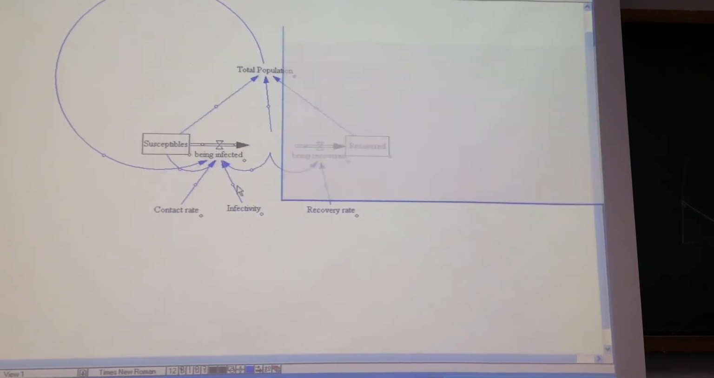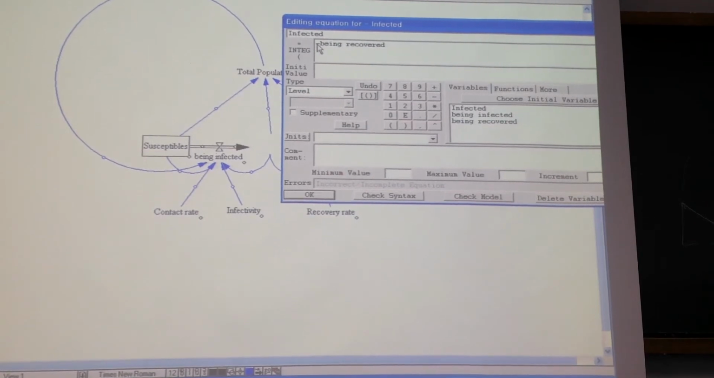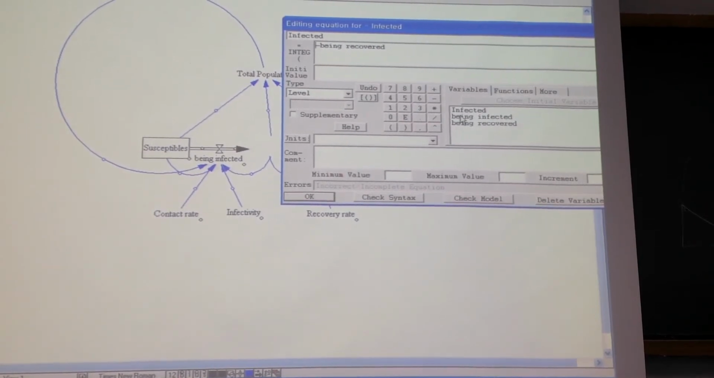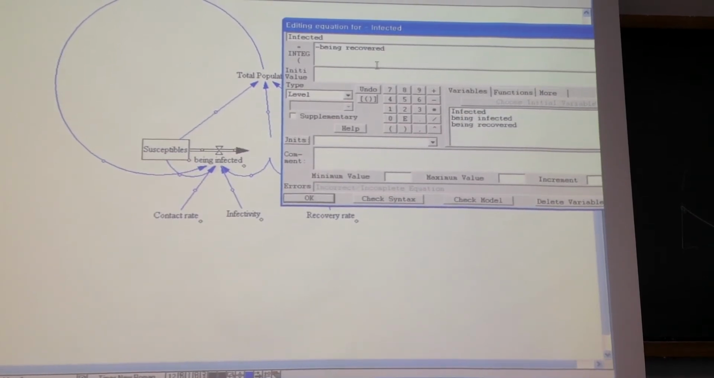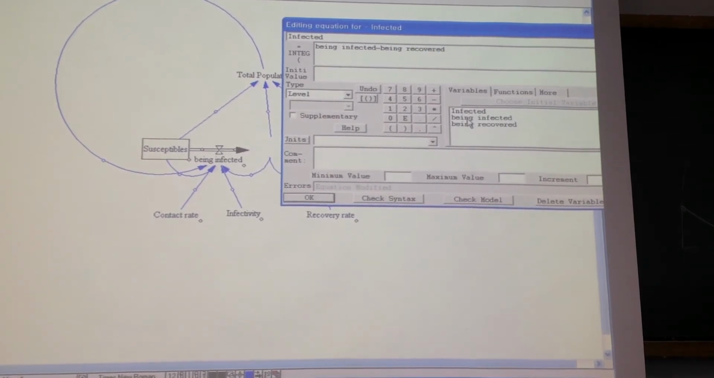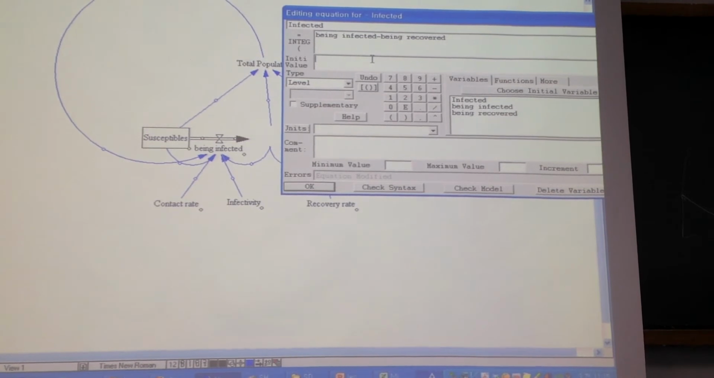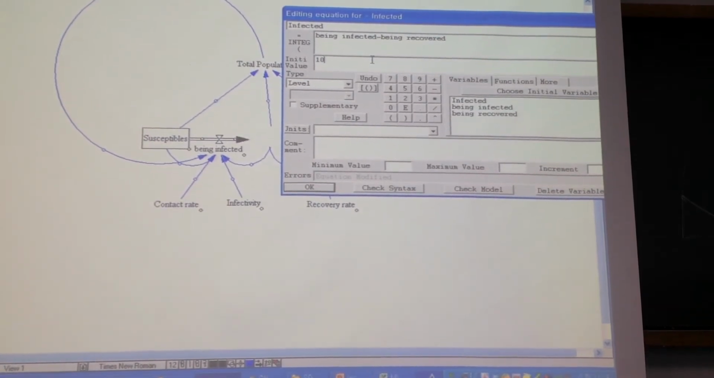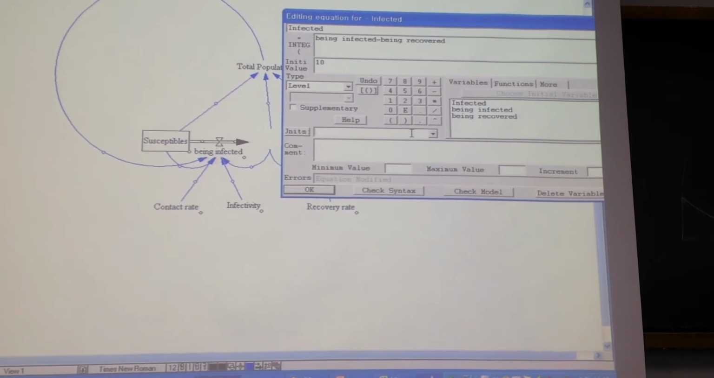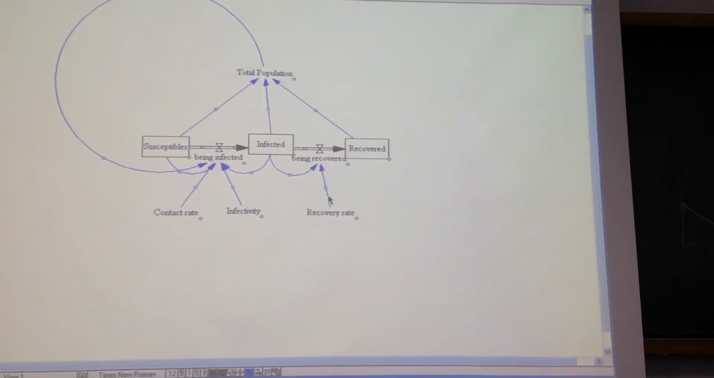And infected. This only has a minus being recovered, but I need an inflow. Sometimes it does automatically update that, sometimes it doesn't. So for being recovered, the inflow is being infected, outflow is being recovered. So infected is an integration of being infected minus being recovered. Initial value, let's say 10. There are 10 initially infected people in the population. So the unit is people, and okay.